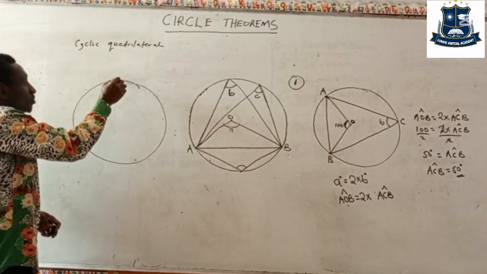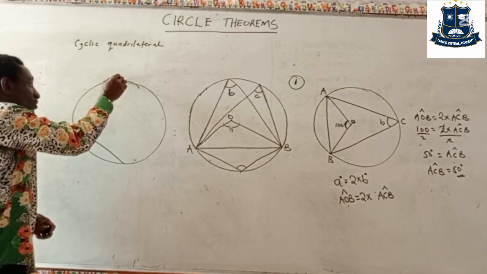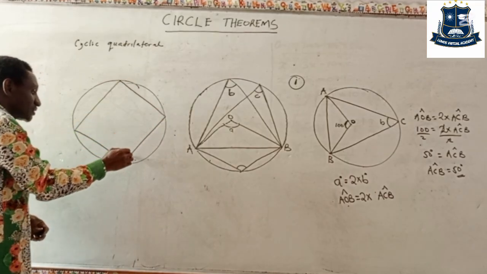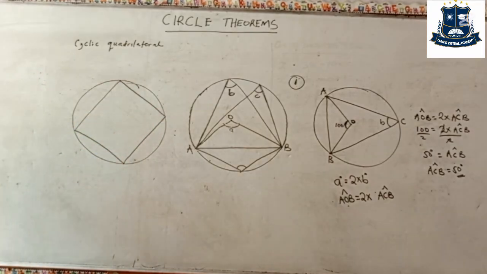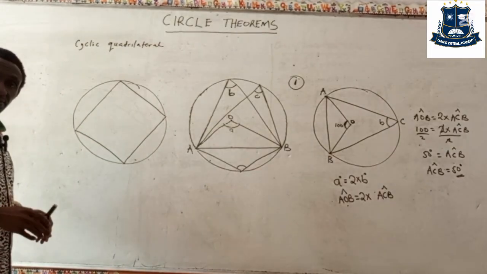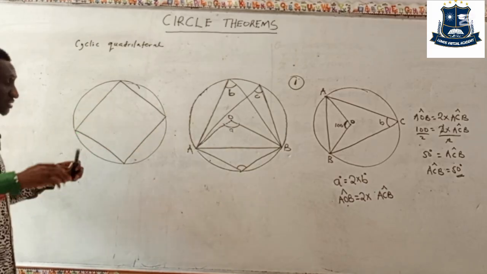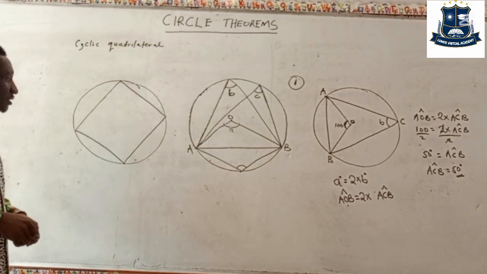So if we have a cyclic quadrilateral like this, the ends of the quadrilateral must be touching the circumference of the circle, otherwise we don't call it a cyclic quadrilateral. The ends of the quadrilateral must be touching the circumference of the circle. So this is a quadrilateral because it has 4 sides and it is within a circle. So this is a cyclic quadrilateral.